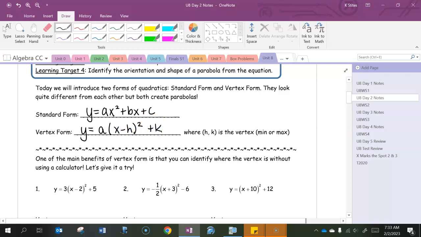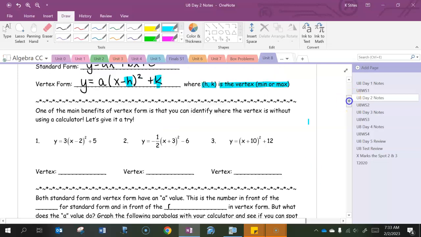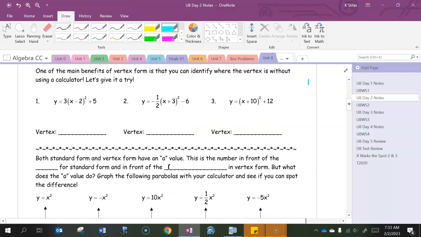And what's nice about vertex form is that h comma k actually is your vertex, which is your min or your maximum value. So this means when you're in vertex form, you don't have to use your calculator to find your vertex. You can just look at your equation and find your vertex automatically. Okay, so again, one of the main benefits of vertex form is that you can identify the vertex without a calculator.